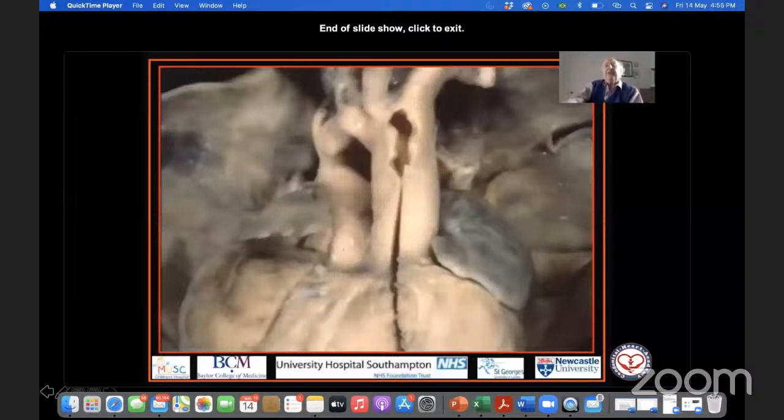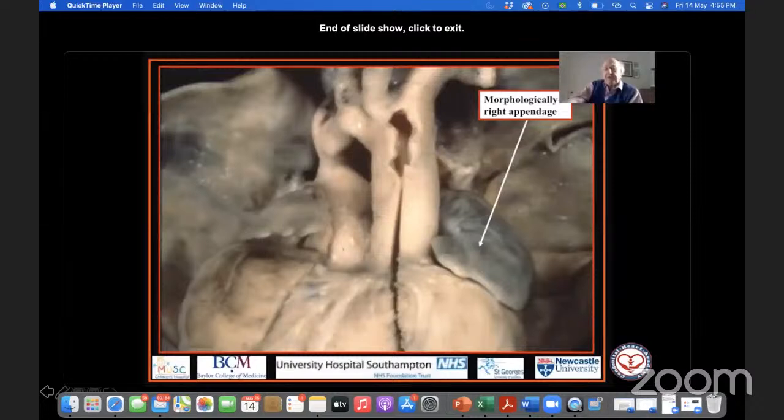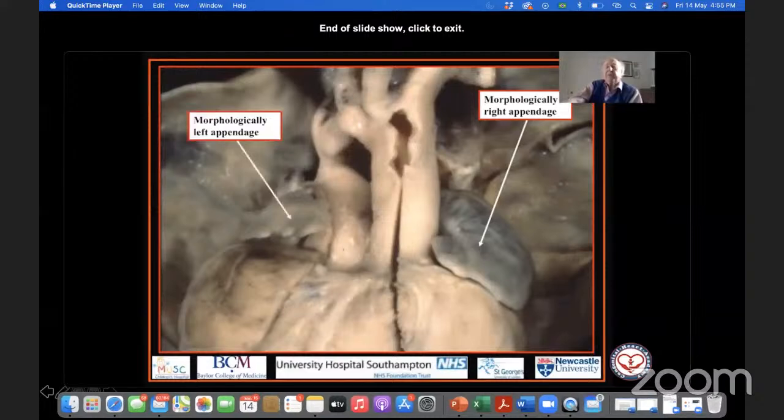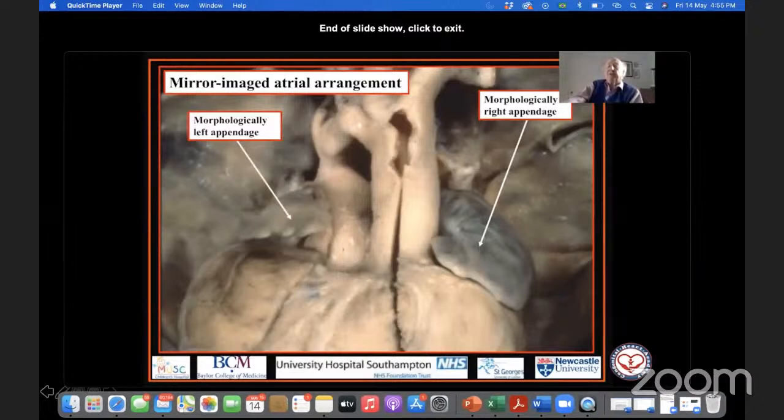We can also have left-sided aortas in this setting. You'll note there that the morphologically right atrium is left-sided. So this is transposition with mirror-imaged atrial arrangement. Now, as we've already discussed, you have left-handed ventricular topology. There is the morphologically left appendage, which is right-sided. So we have mirror-imaged atrial arrangement. Concordant atrioventricular connections means there is left-handed ventricular topology. And in this setting, the aorta almost always is anterior and left-sided relative to the pulmonary trunk.